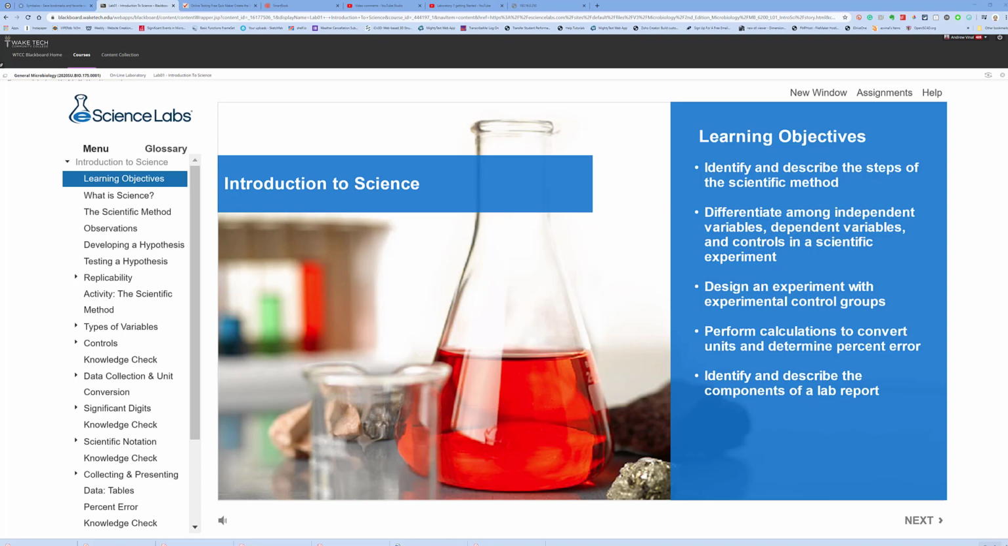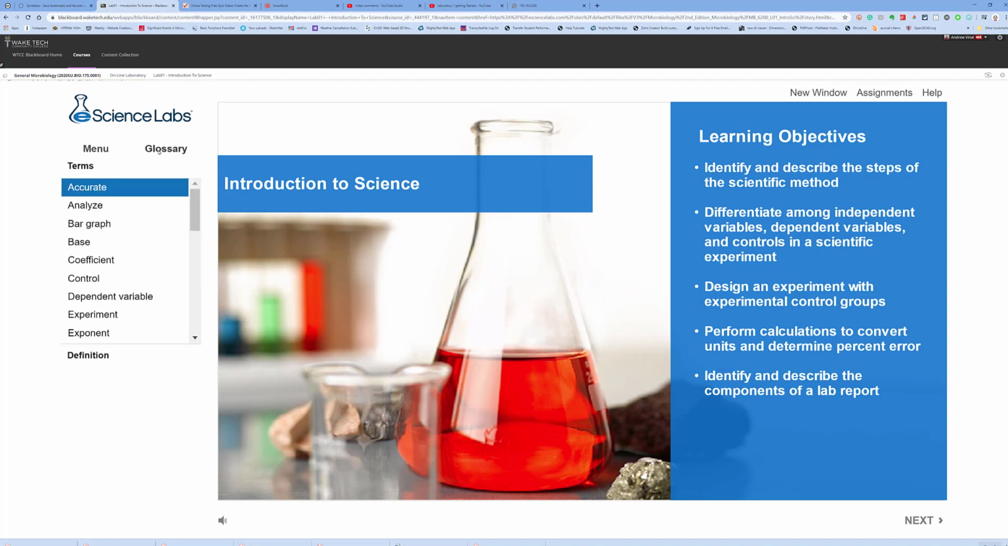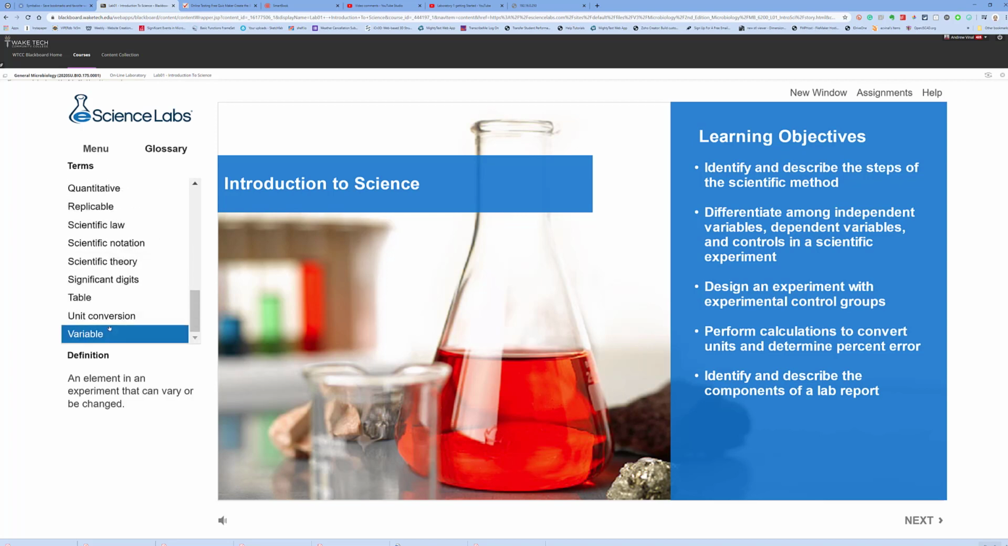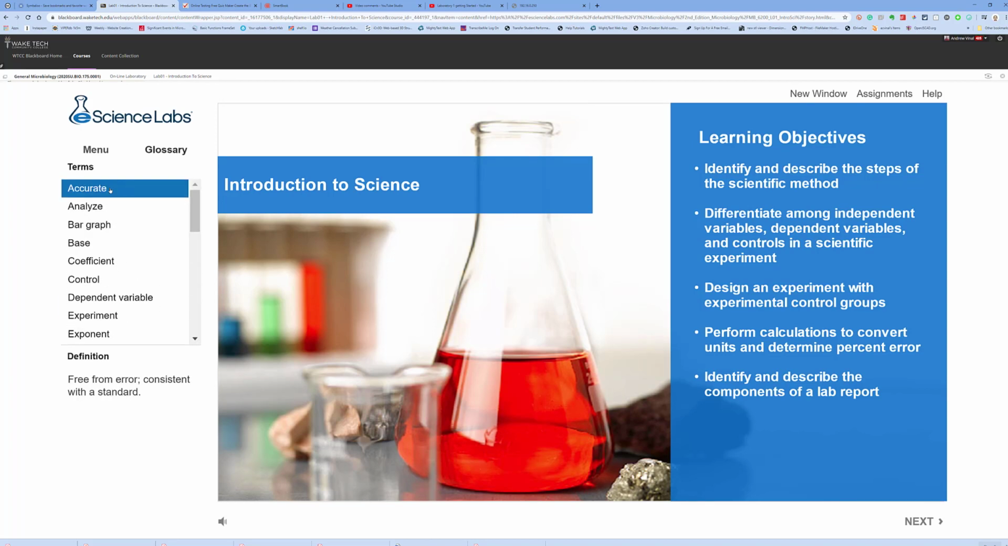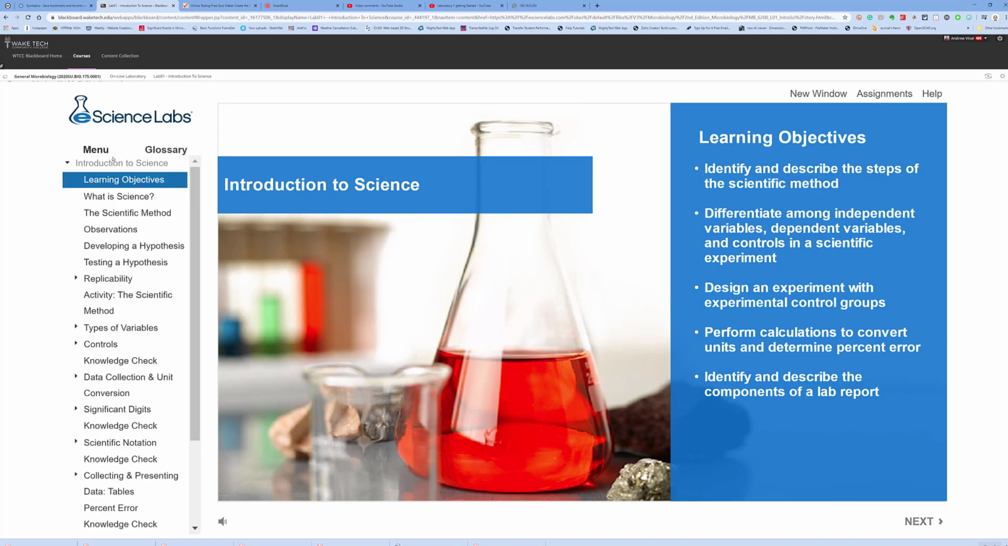Okay, welcome back. Let's look into the Introduction to Science in the eScience Labs section. As you can see over here, we have the menu, and there's also a glossary, and those are useful. I kind of just view that as the terminology that we need to look at, and I want to make sure you didn't miss it. Those are very helpful to cut to the chase.